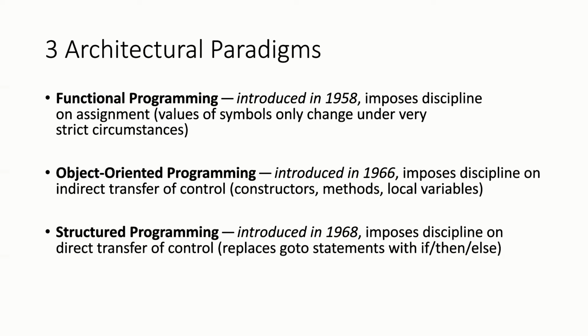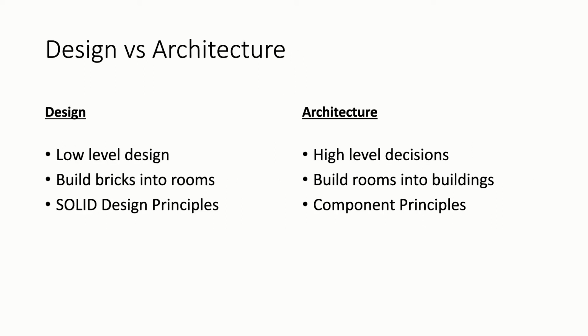So what Bob Martin's kind of saying with this is that good architecture doesn't change. The things that change over time haven't sort of influenced what good architecture is. He contrasts design versus architecture. He describes design as being about low-level design, whereas architecture is high-level decisions.